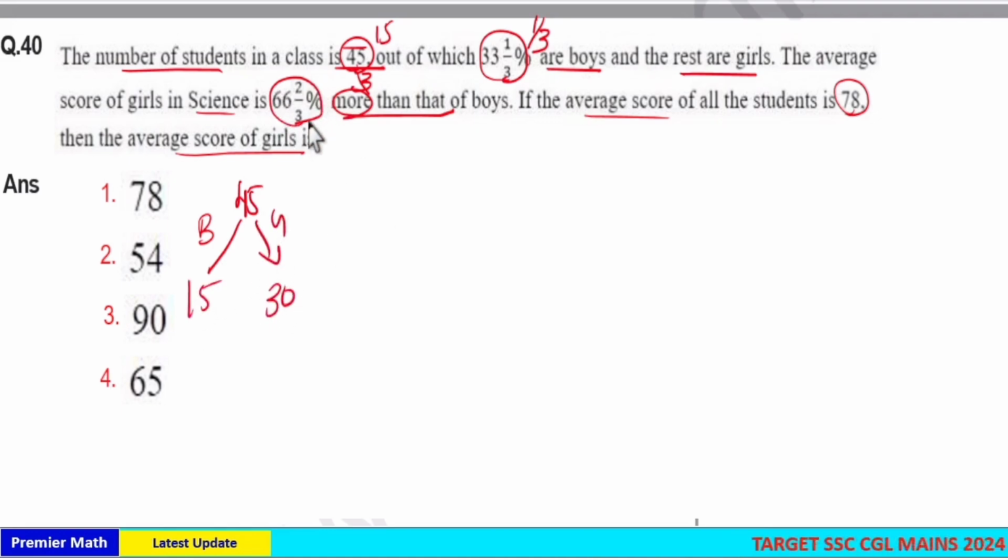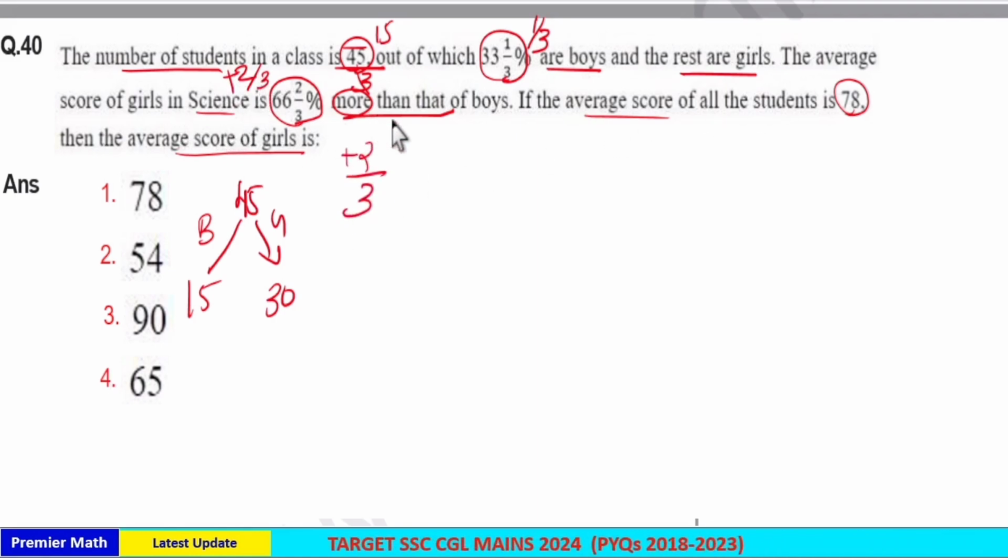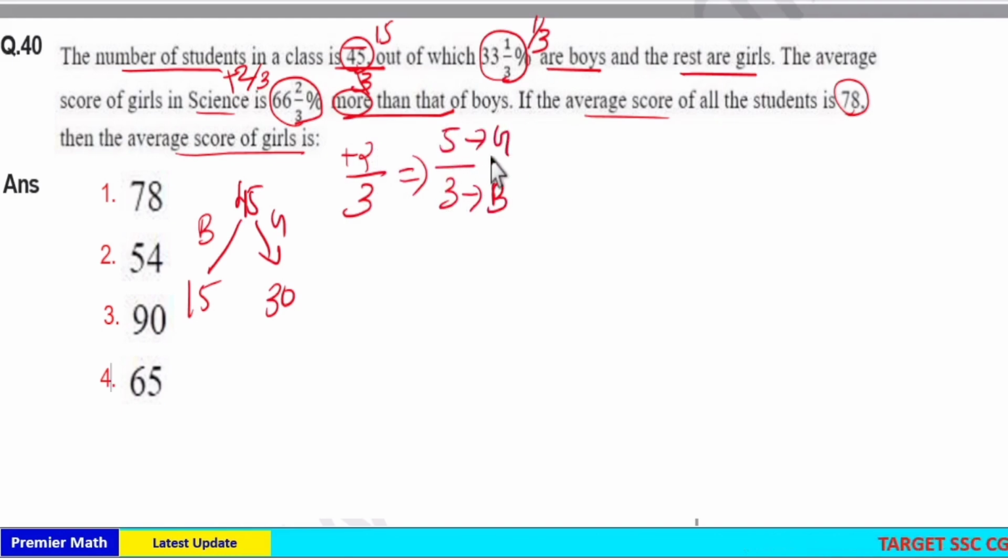And here 66 and 2 by 3 percentage means 66 into 3 is 198, 198 plus 2 is 200, 200 by 3 percentage, which means 2 by 3rd is the fraction. Here 2 by 3rd more than boys means plus 2 by 3 is the fraction. That is, the average score of girls in science is 2 by 3rd more than boys, which means if 3 parts is the boys' score, then 3 plus 2, 5 parts is the girls' score.